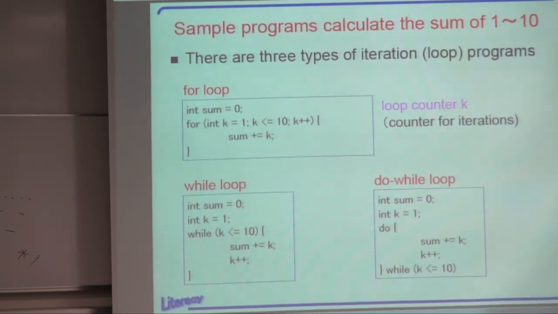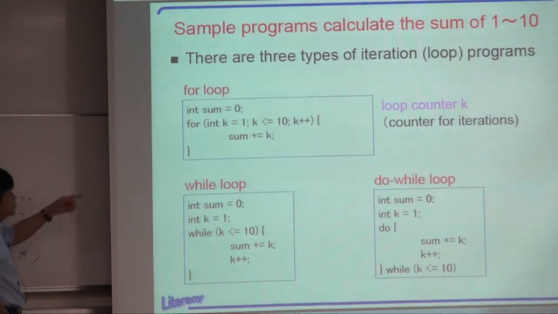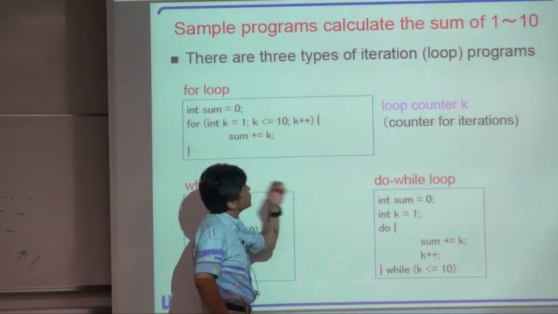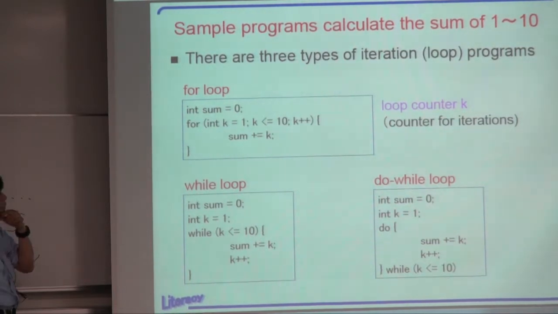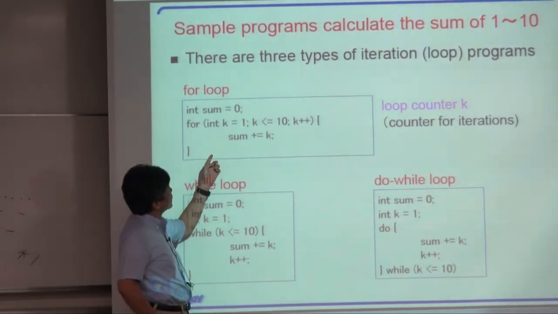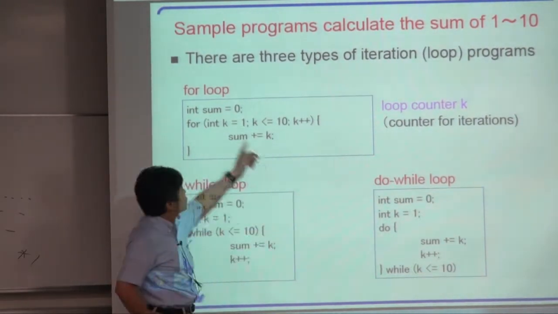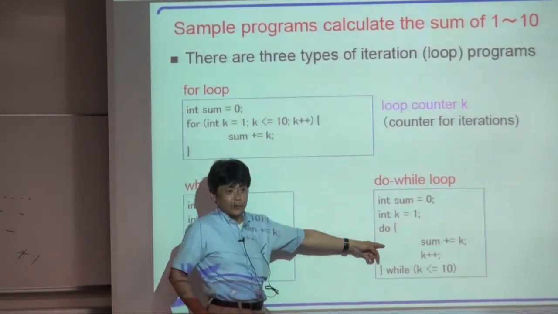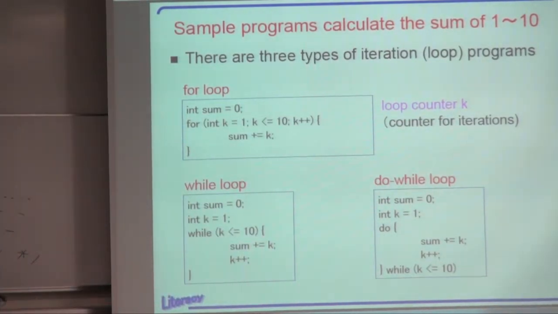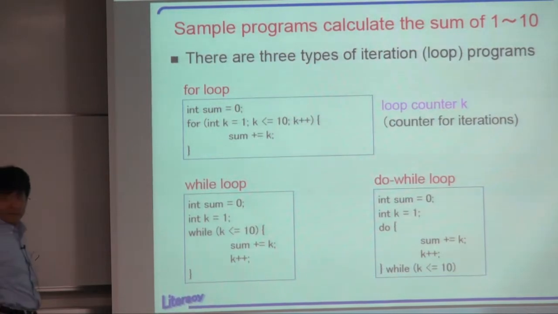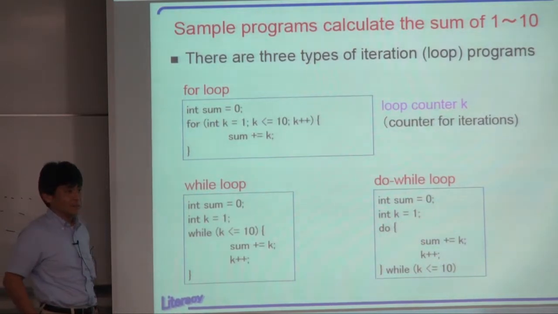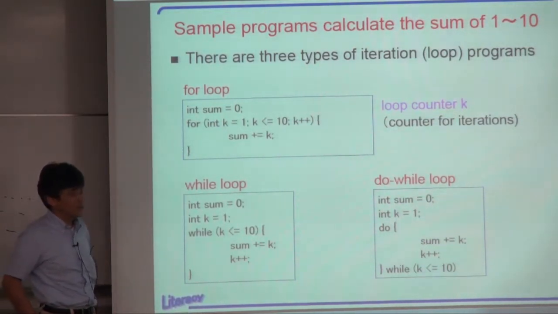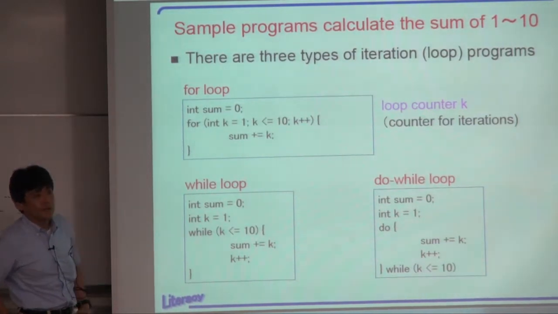As I introduced for loop, while loop, and do while loop, if you want to calculate the summation of the numbers 1 to 10, you can calculate it using these programs: for loop, while loop, and do while loop. Maybe it's not so difficult. Can you understand? Okay, so this is a typical usage of these loop sentences.